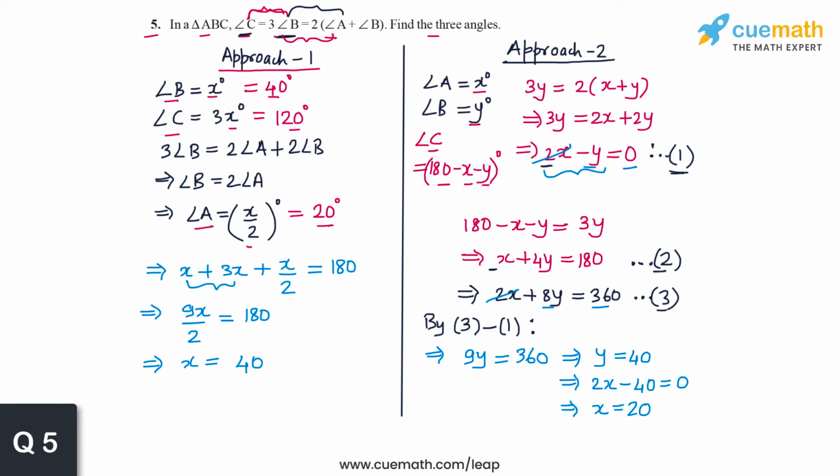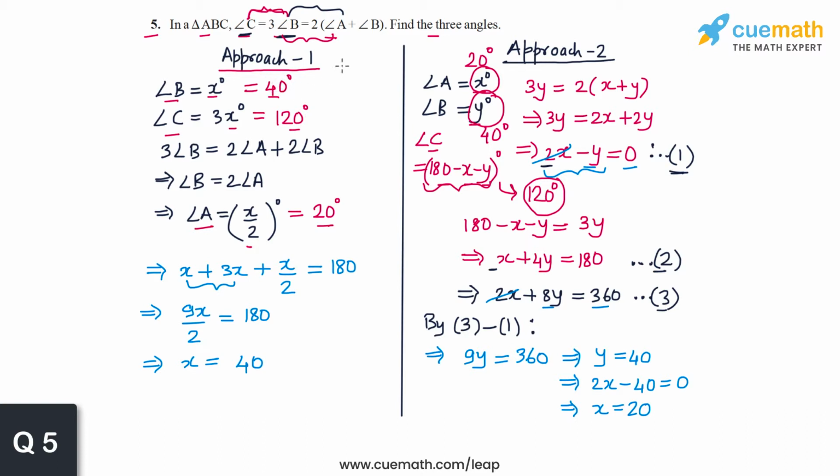So this means that angle A, x degree, is equal to 20 degrees, angle B, which is y degree, is equal to 40 degrees, and angle C, which is 180 minus x minus y, is equal to 120 degrees. So this is exactly the same answer that we obtained in approach 1.